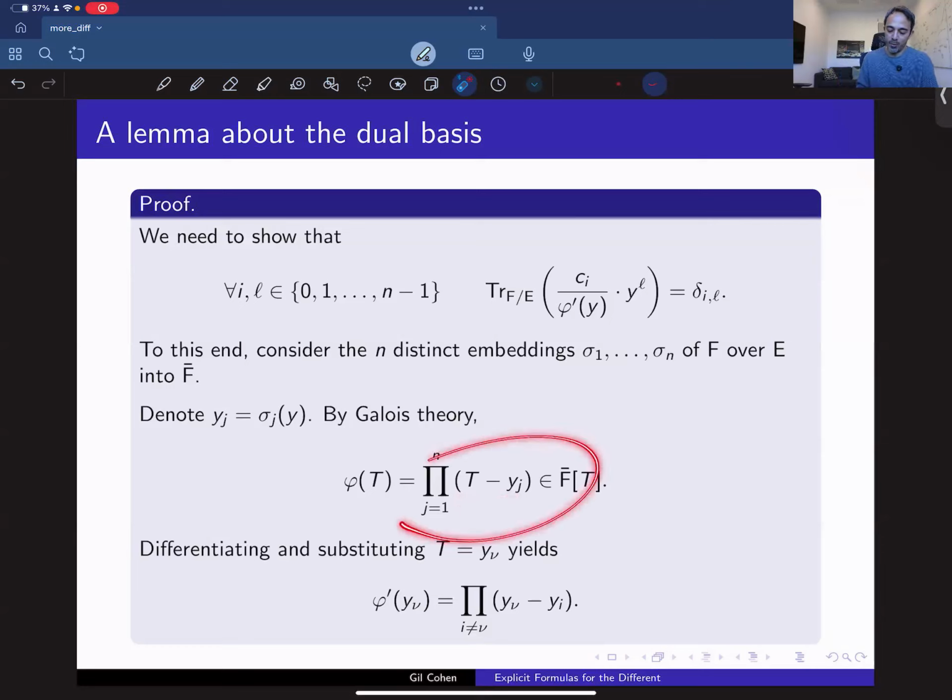And so you have a sum of n of those. In each of them, one of the y_j's will be left out. And once you evaluate that sum of products at y_ν, the only surviving summand is the one in which y_ν is not present. So that's exactly this thing. There was a full sum here, but now the only summand that's left is this one: t minus y_i for i not ν, and then you plug in y_ν there. So that's the derivative, phi prime at y_ν.